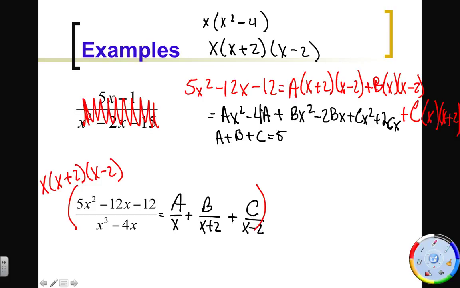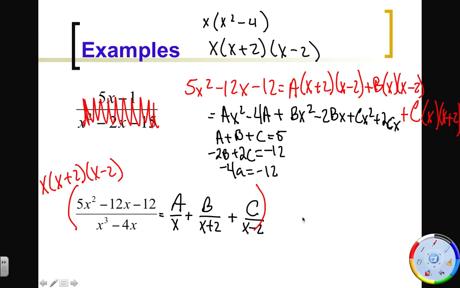And then everything that goes with the linear pieces. So I have a minus 2b and a plus 2c. So minus 2b plus 2c equals negative 12. And then everything constant goes with my constant. So I get negative 4a, and that's actually all I have. So I have negative 4a equals negative 12.